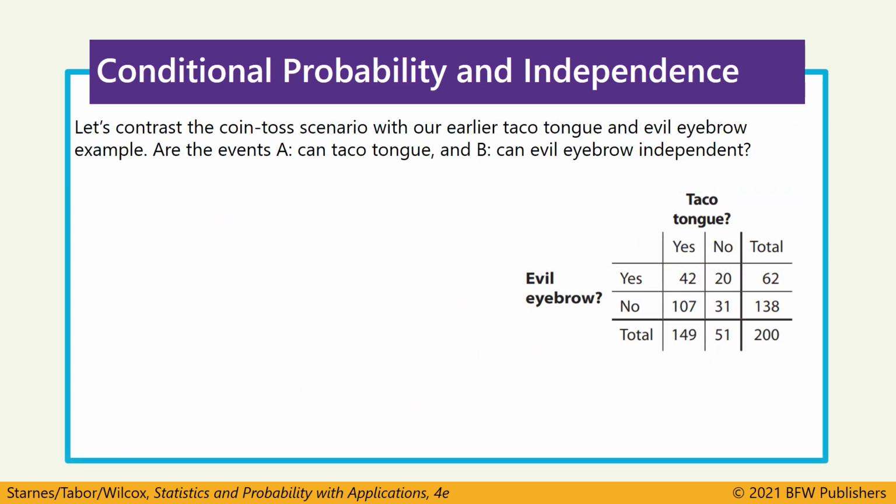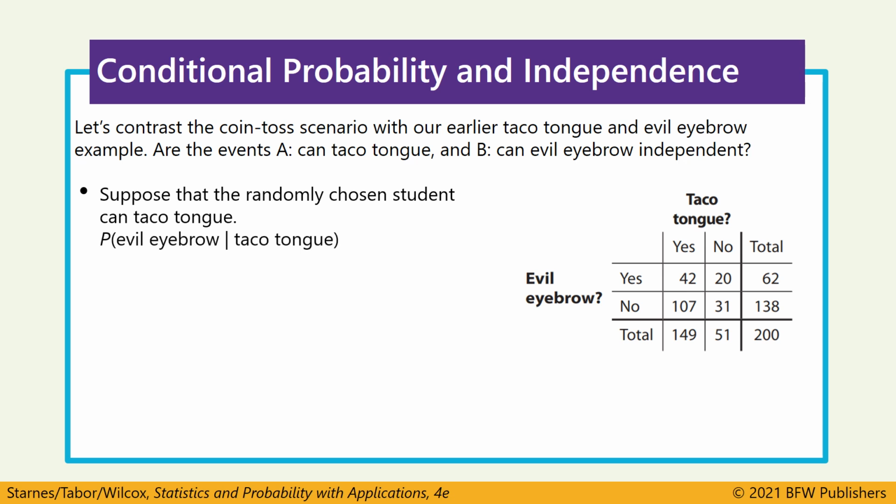So let's use that idea to determine whether the events of taco tonguing and evil eyebrowing are independent. So let's say we know a student can taco tongue. That's our given. We want to find out the probability that they can evil eyebrow given that they can taco tongue. So we're going to look at all the people who can taco tongue, the 149. Of those 149, 42 can evil eyebrow. 28.2% can evil eyebrow given that they can taco tongue.